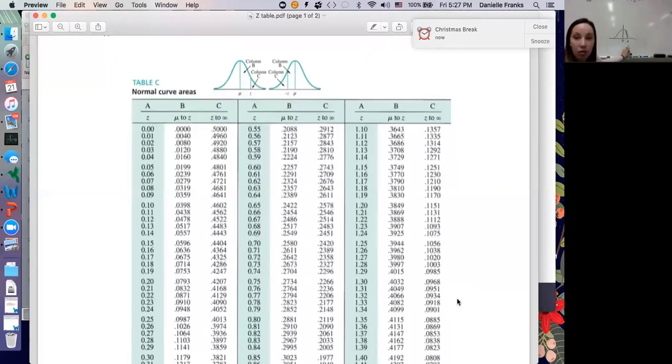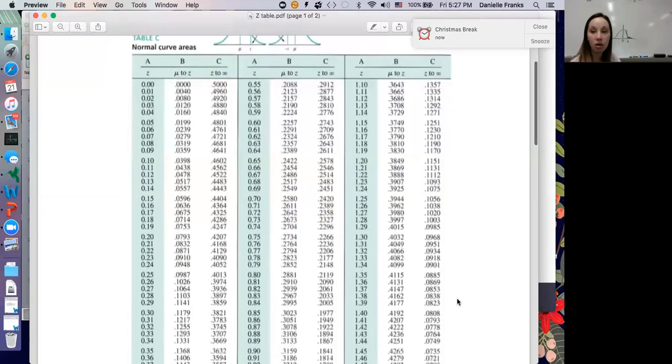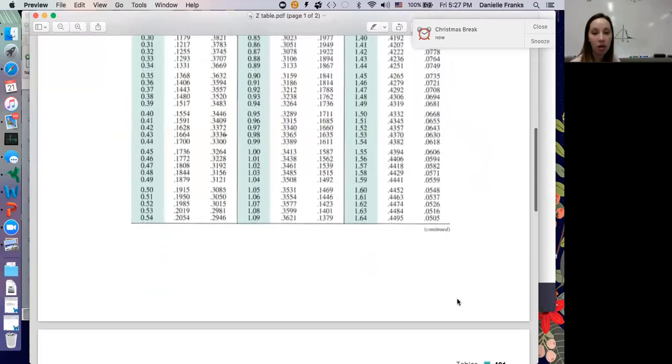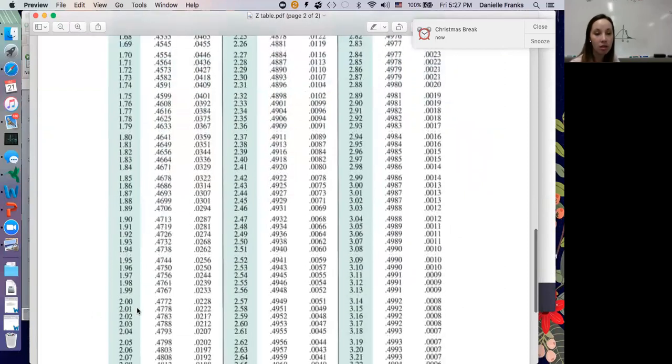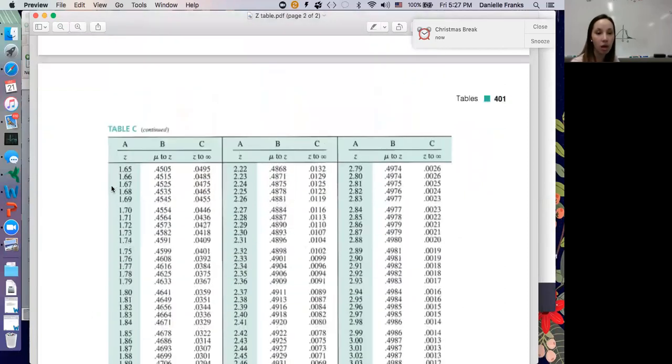That's asking you for the edges of the distribution. That's asking you for this. So that means we're going to be using our z to infinity column, our column C. So we look here, we look for our z-score of 2, and we see that here in our z column, or column A.